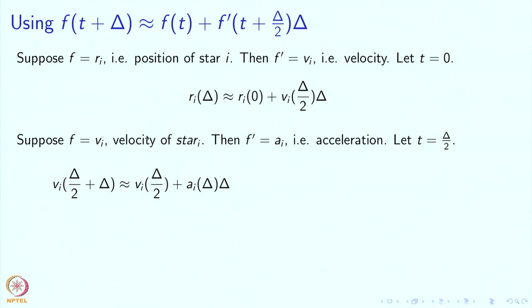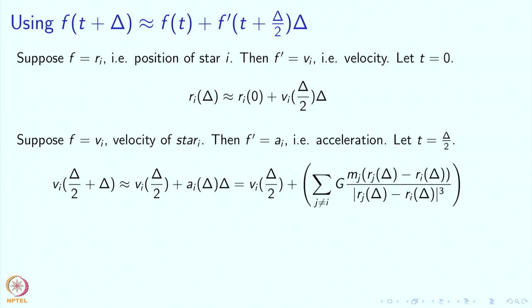Remember, we are substituting v sub I for f and delta by 2 for t, and f dash is acceleration and t is delta by 2. So this whole thing becomes delta times delta. This tells us how we could calculate the velocity at time delta by 2 plus delta, and for that we need to know the velocity at time delta by 2 and then the acceleration at time delta. Do we know the acceleration at time delta? Well, as it happens, we do.